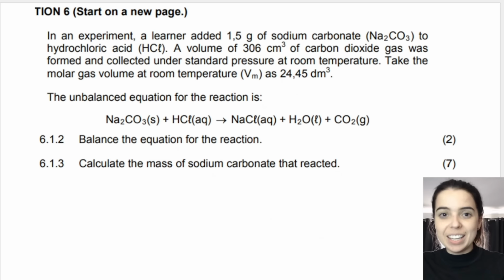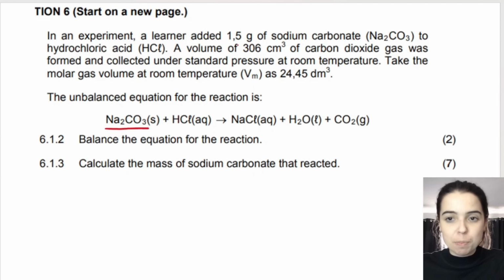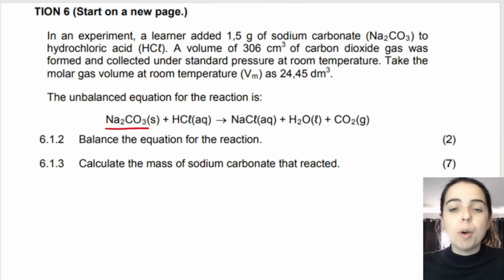K2Cr2O7. Now in this question, we have an entire balanced chemical reaction and a chemical equation that goes with that reaction. And they give us information about one of the reactants. So they tell us how much sodium carbonate we are starting with in our reaction, 1.5 grams, and we add it to hydrochloric acid. And then they tell us about the product that is being produced. They say that a volume of 306 cubic centimeters of carbon dioxide gas was formed and collected under standard temperature and room pressure, and they give us the molar volume for that.